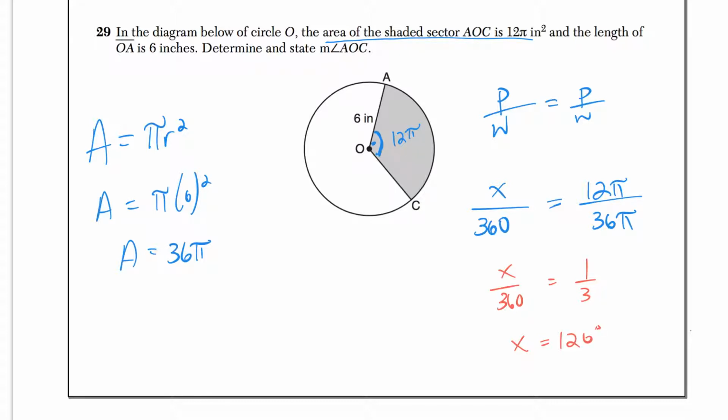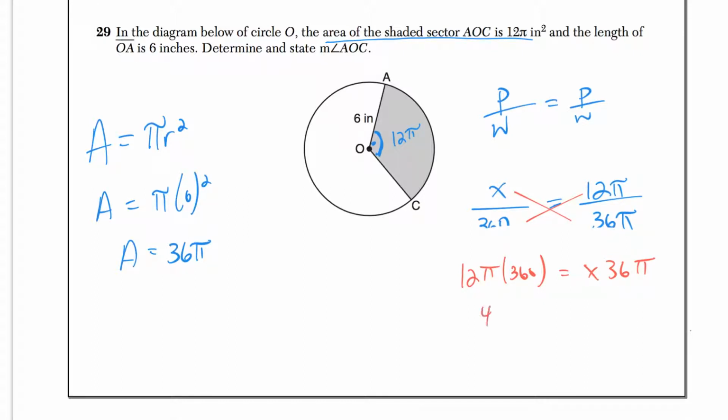If you're not so comfortable with that, though, you could just go the long way and actually do your cross multiplying. You'll see that it works out fine. When you cross multiply, you'll get 12 pi times 360 is equal to x times 36 pi. 12 pi times 360 gives us 4,320 pi.